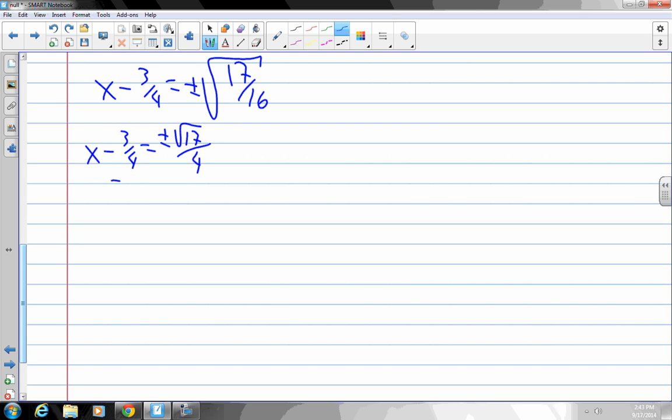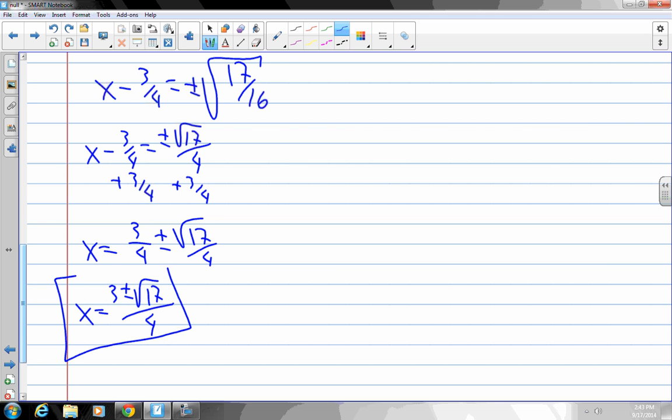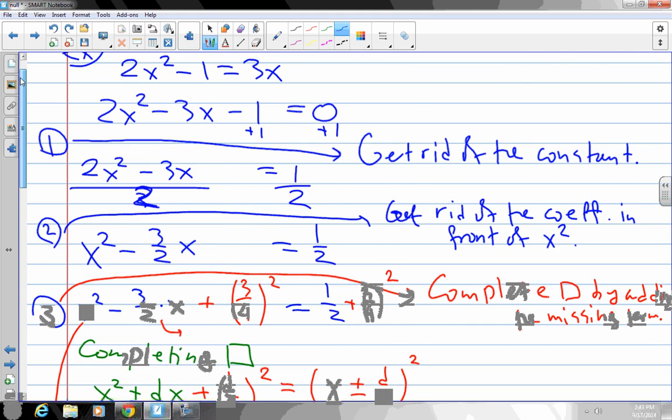So add 3/4 to both sides. x equals 3 over 4 plus or minus square root of 17 over 4. Same denominator, so I can add them. x equals 3 plus or minus the square root of 17 over 4. So that's my solution. And this is a pretty weird and laborious way of solving this problem. It's called completing the square.